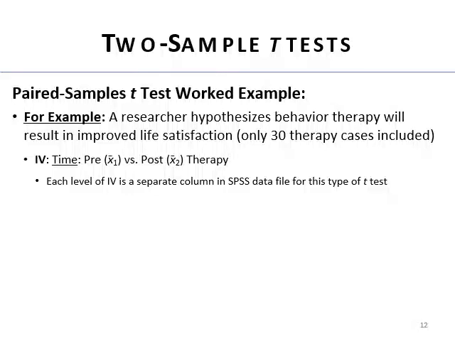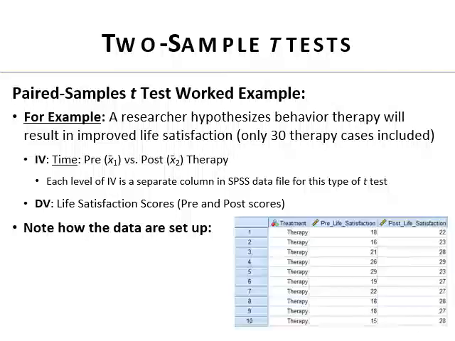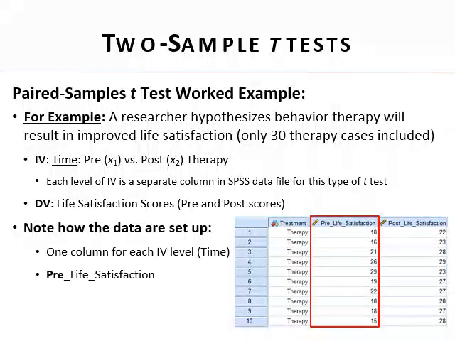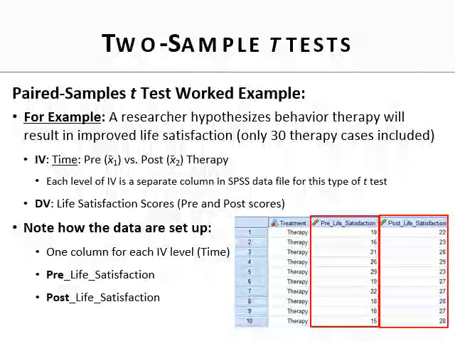Each level of the IV is a separate column in SPSS with their DV values for this particular type of within subjects test. So the setup of the data is different. The DV is life satisfaction scores, they're pre and post test scores, but look at how the data are set up. So everyone here had therapy, so that first column is a constant, it doesn't actually change, but note there's a column that's their pre-life satisfaction score, and there's a column for their post-life satisfaction score. So it's kind of interesting, it is different, right?